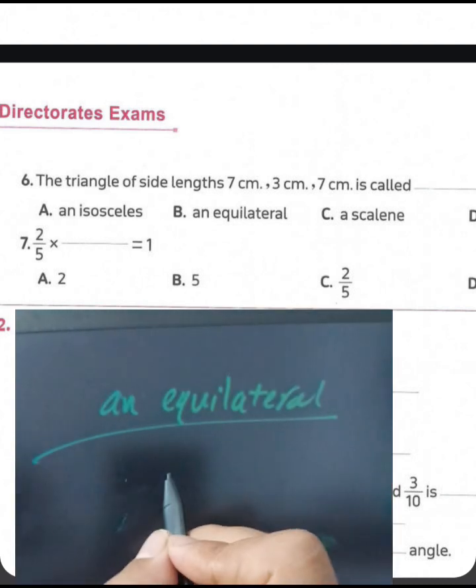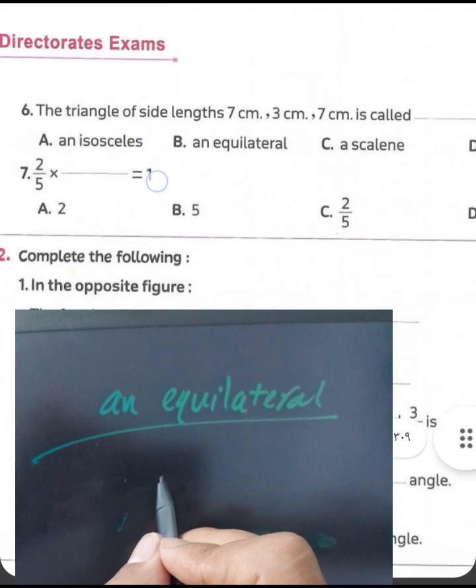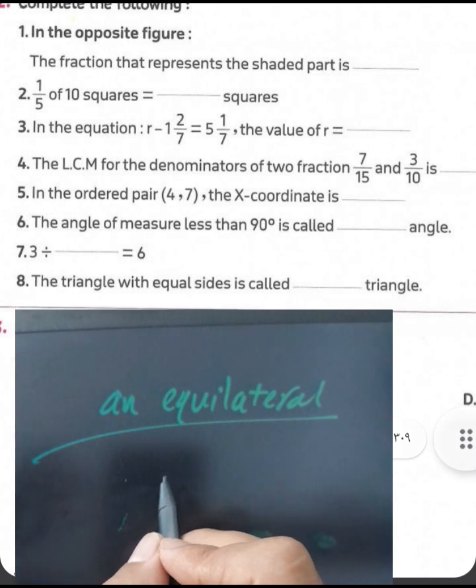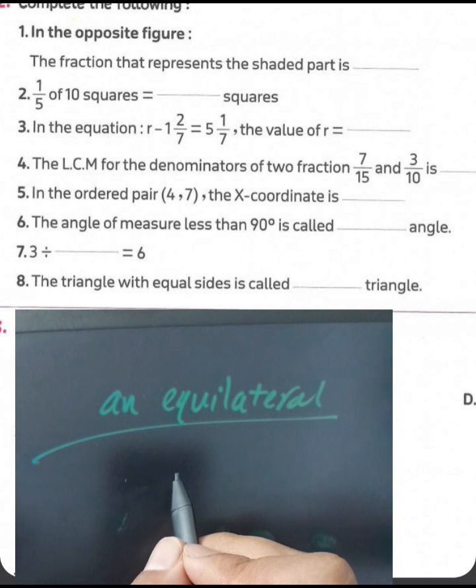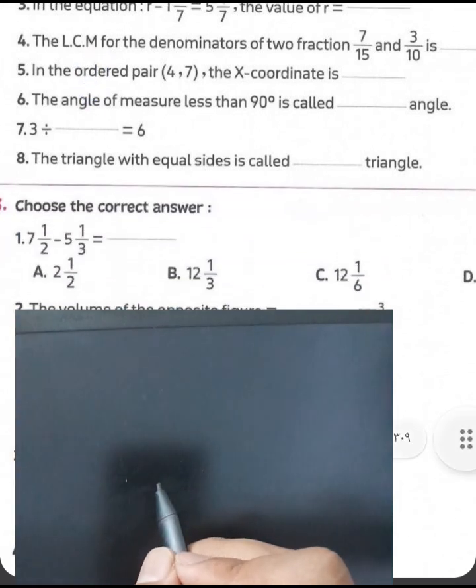Okay, equilateral triangle. But in this example we have 7, 7, and 3, we call it an isosceles triangle. Okay, it's a similar question, but he asked here the type of this triangle if the sides are equal. If the triangle has equal sides, we call it an equilateral triangle. Okay, next example shows the correct answer.